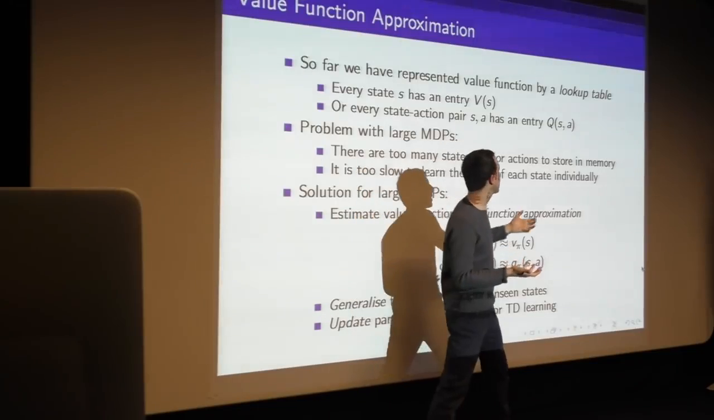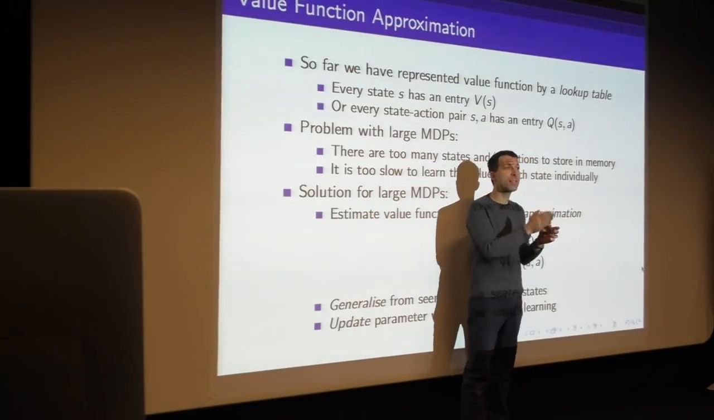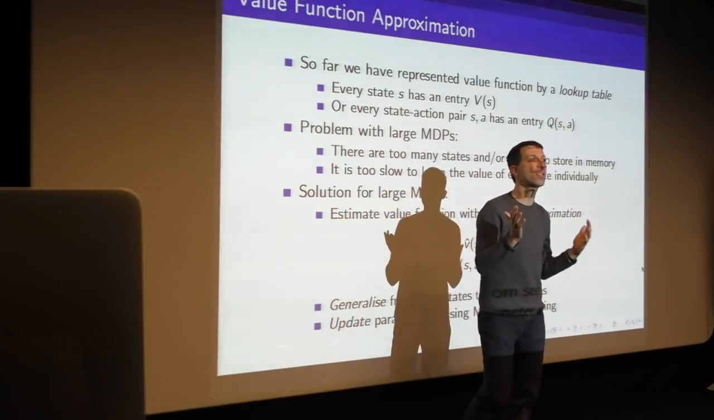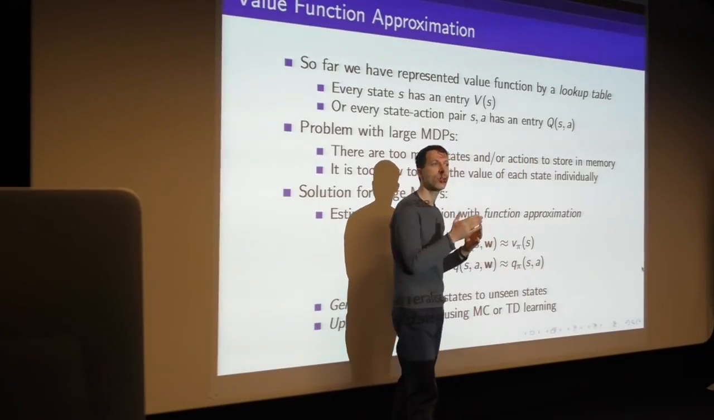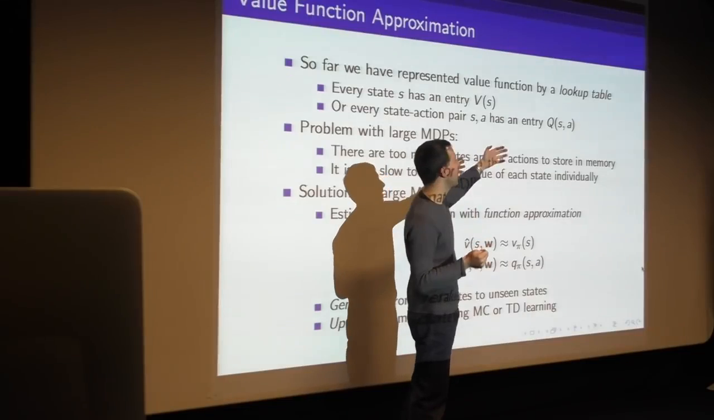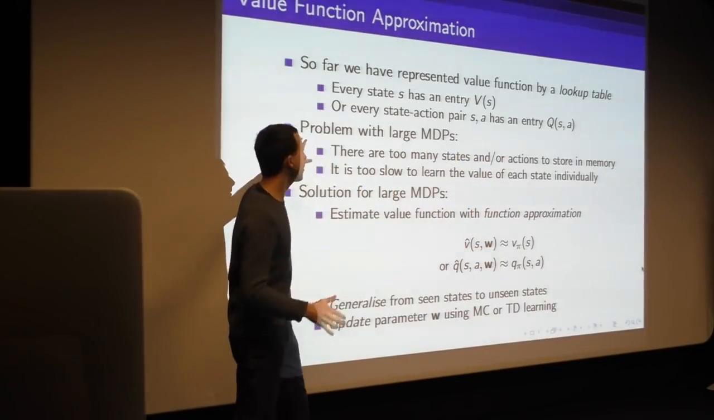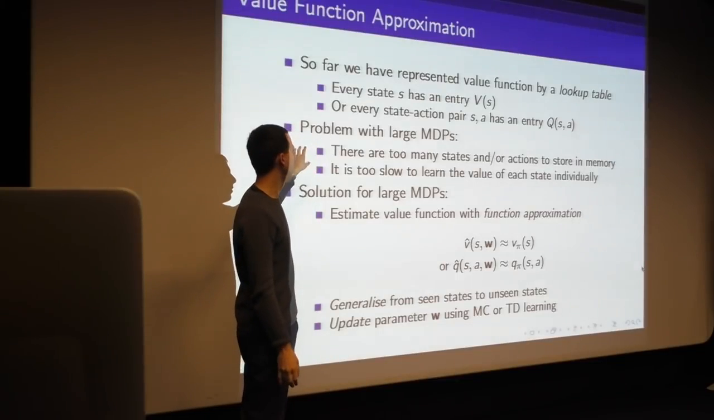But again, so far we were just restricting ourselves to this giant table that has an entry for every state and also for every action. So think of this as a two-dimensional table for all states in your state space and all actions in your action space. We had a separate entry in the table. Okay. And so let's be specific about the problem now.